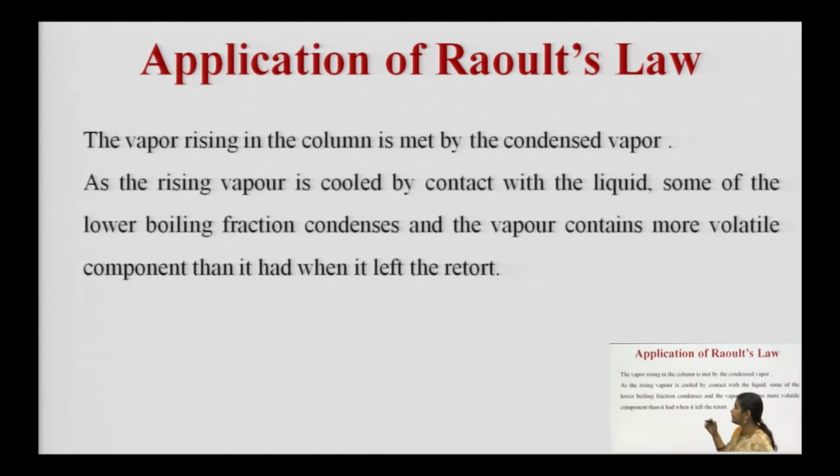And when the vapor rises in the column and meets the condensed vapor, as the rising vapor is cooled when it comes in contact with the liquids, some of the lower boiling fraction condenses. But still the vapor contains more of the volatile component than it had when it left the retort, and the liquid falling down in the retort will have a higher concentration of the non-volatile component, which is denoted by A here.